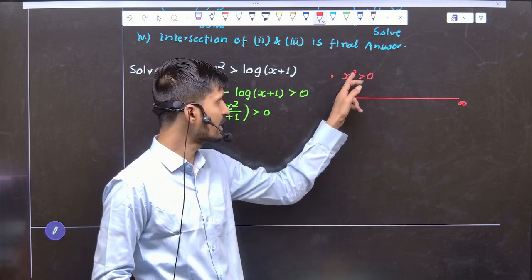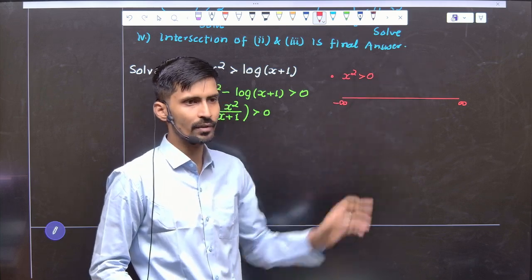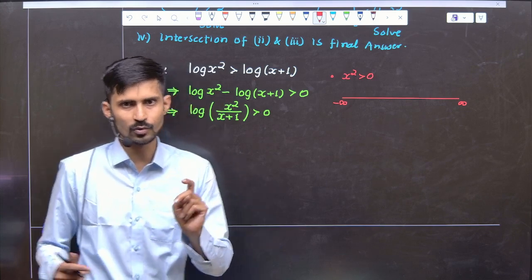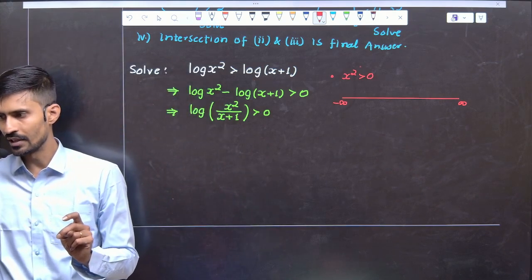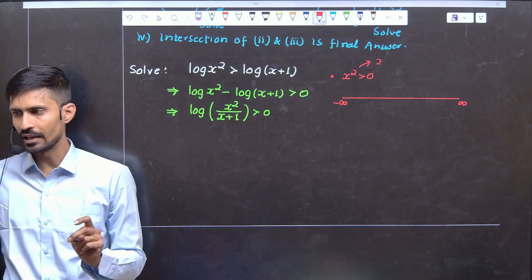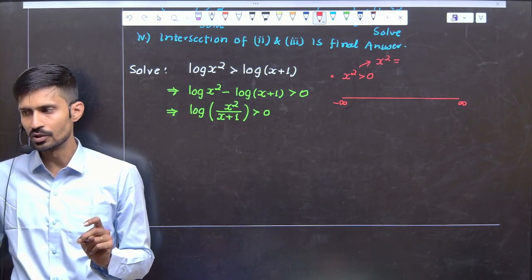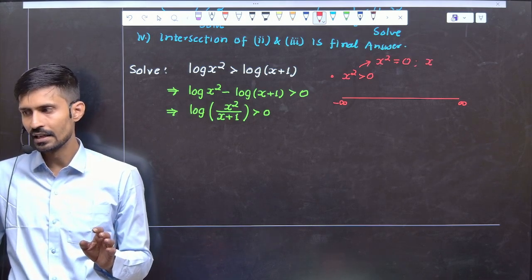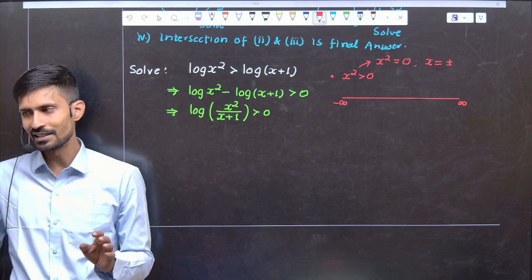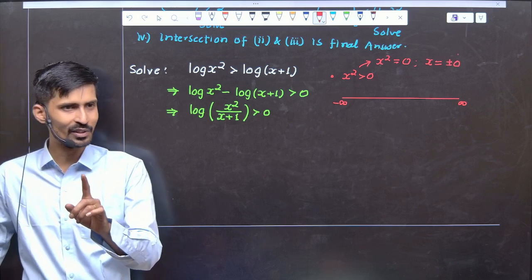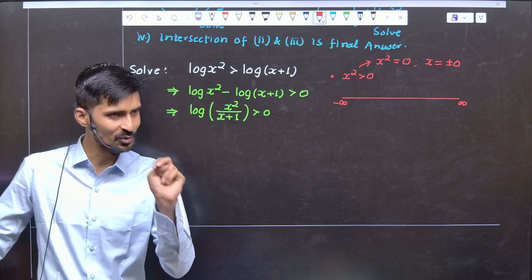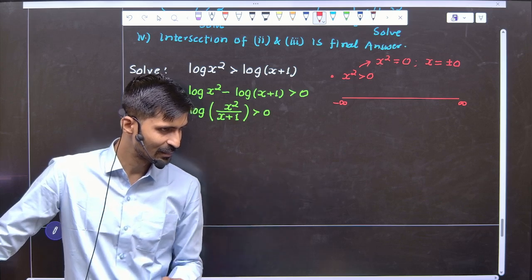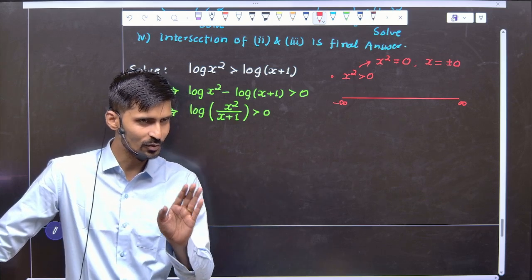So tell me, x square is equal to 0. What will be x? 0. Two roots will be there. Both roots will be 0. If I solve here, x square is equal to 0, what will x be? x equals plus minus 0. It means one 0 with plus, one 0 with minus. It means we will get two 0s. Like x square is equal to 4. What will be x?